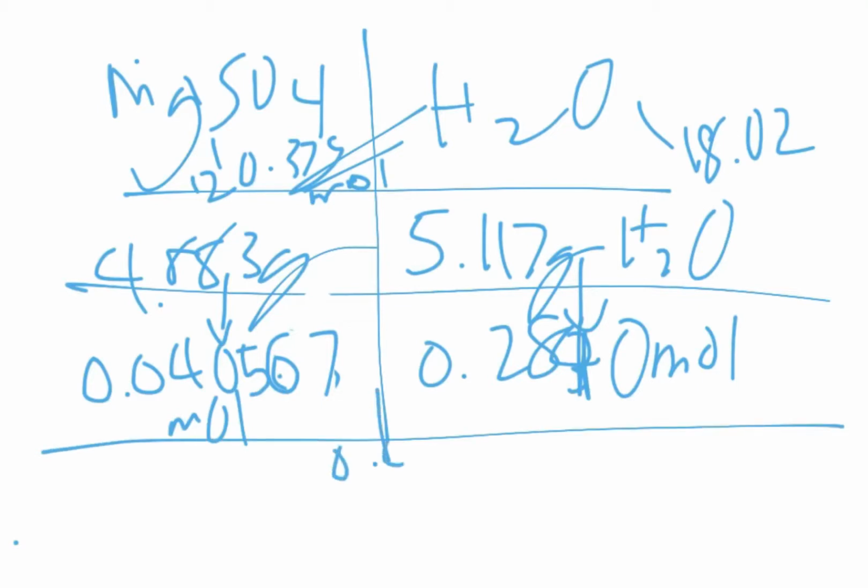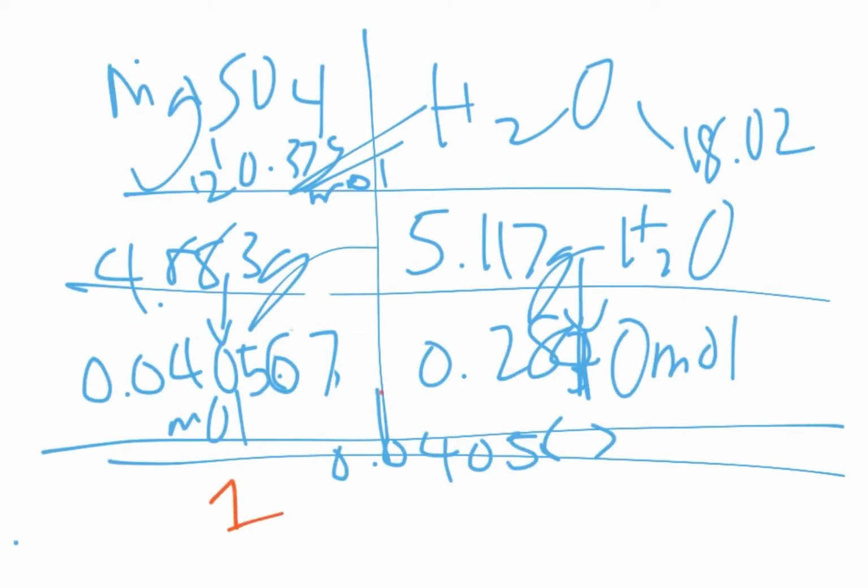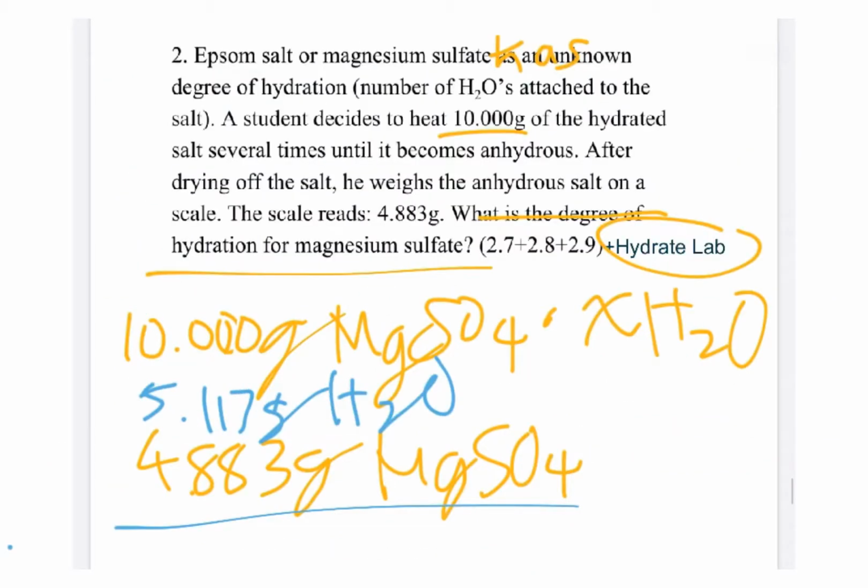So it would be 0.040567 on both sides, and we get 1 mole of magnesium sulfate per about 7 moles of water. So we determine the ratio between the formula unit and the waters, and it turns out the degree of hydration is 7. So this would be called magnesium sulfate heptahydrate. So magnesium sulfate heptahydrate.